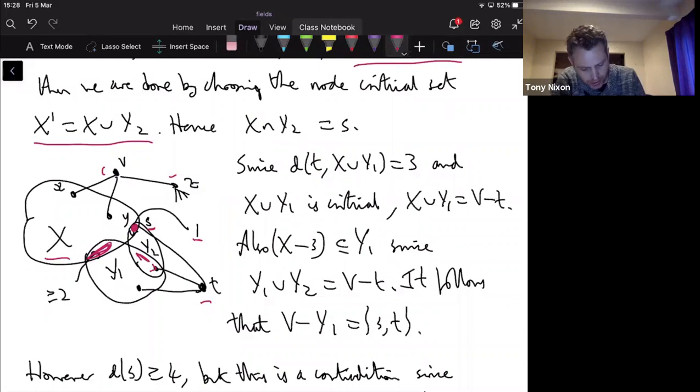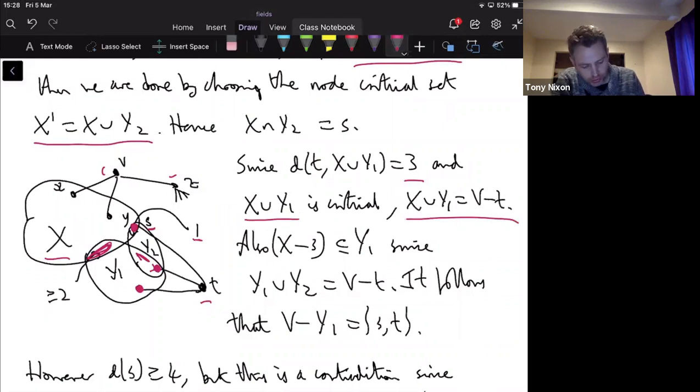So, the edges from T to X union Y1 number 3, so what's that? Y1 contains this vertex that's adjacent to T and this one, and X contains the other neighbor. So all 3 of the edges from T go to X union Y1. But X union Y1 is critical, so when you add a degree 3 vertex, you get the entire circuit, and so X union Y1 is all of V minus T.